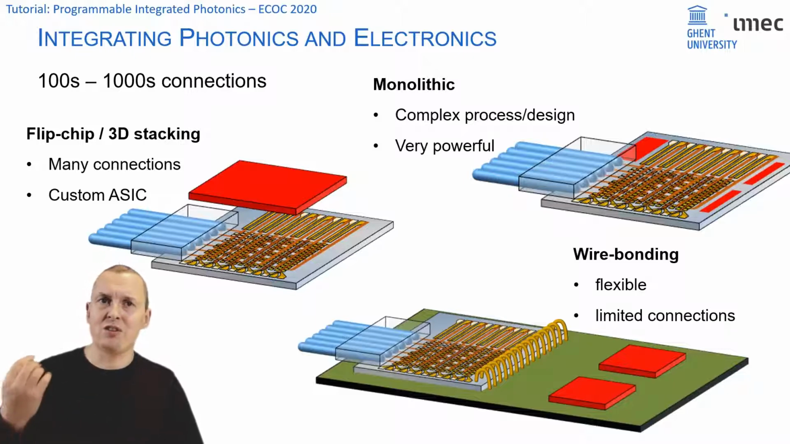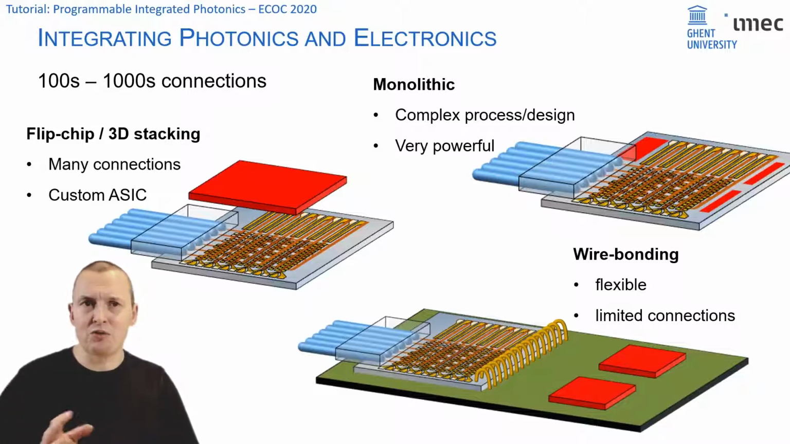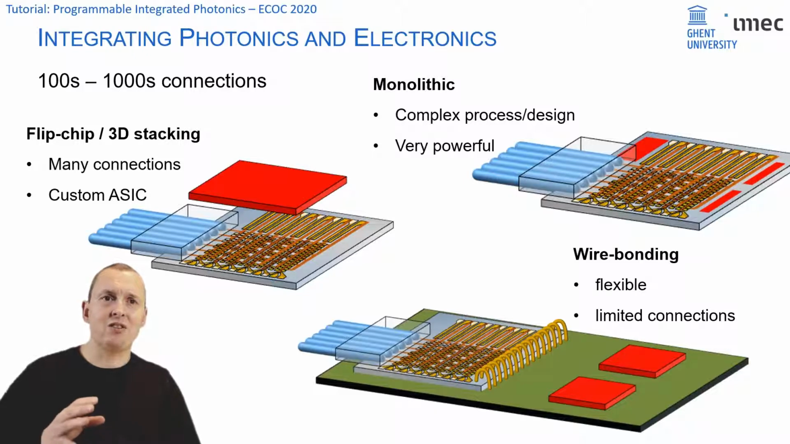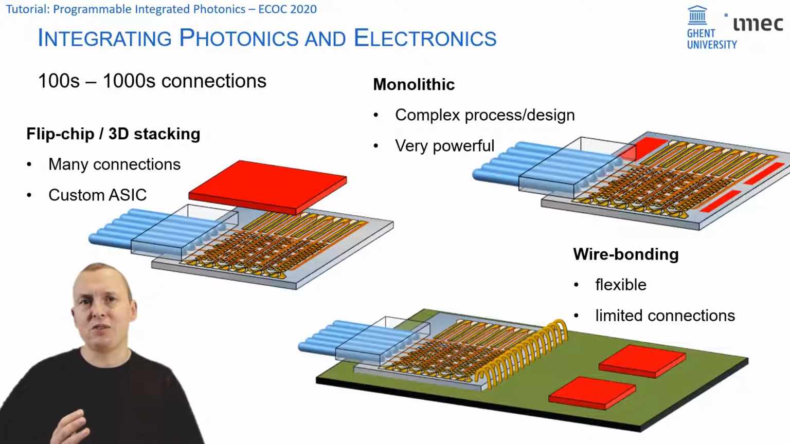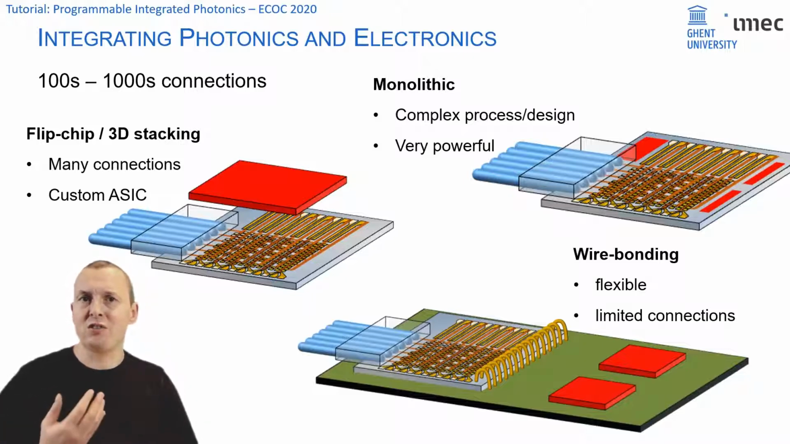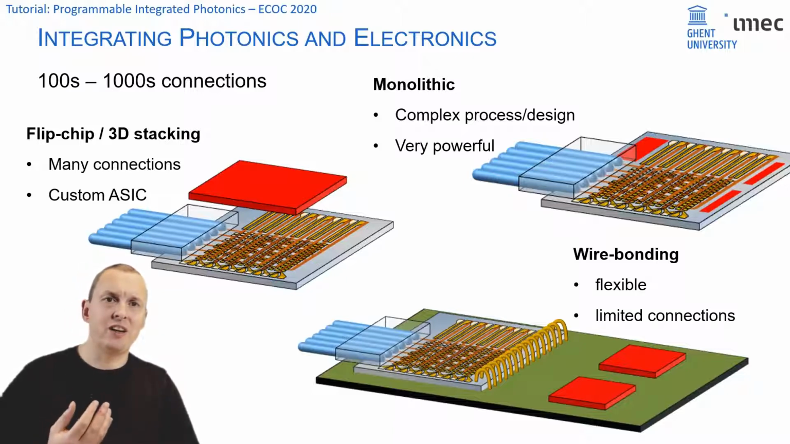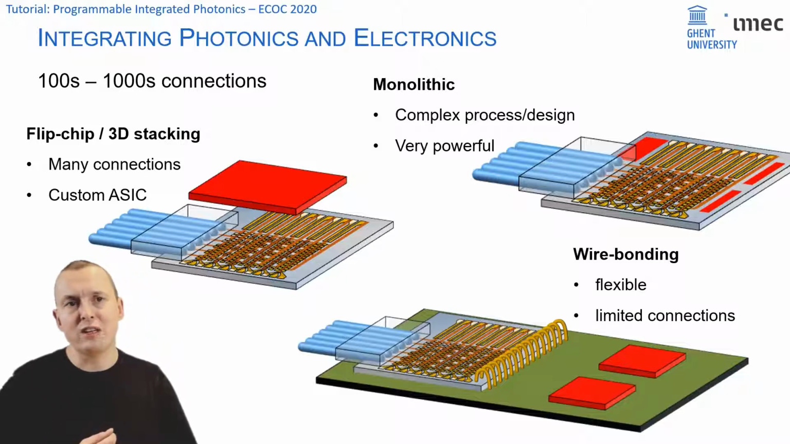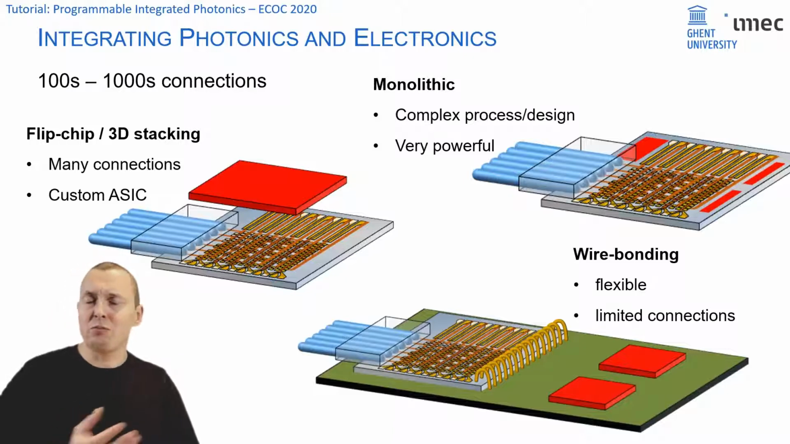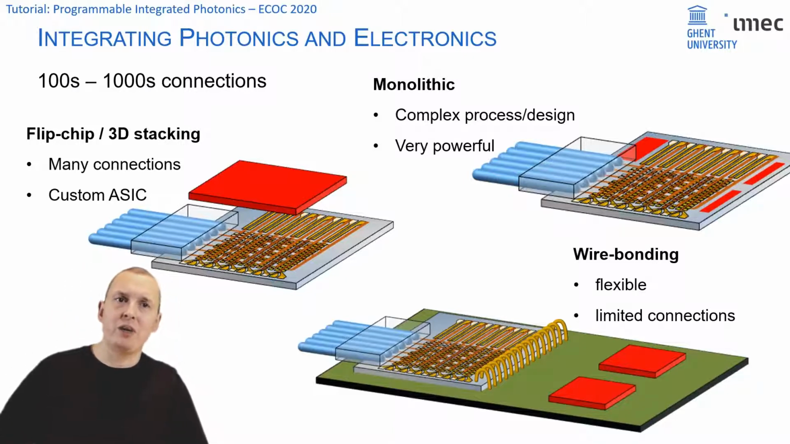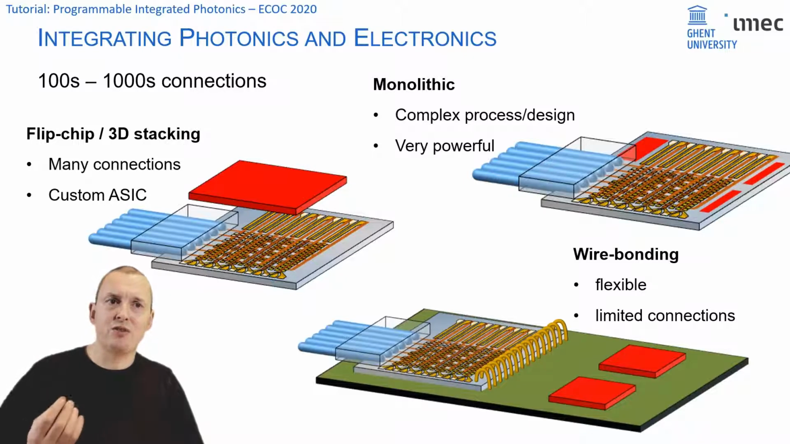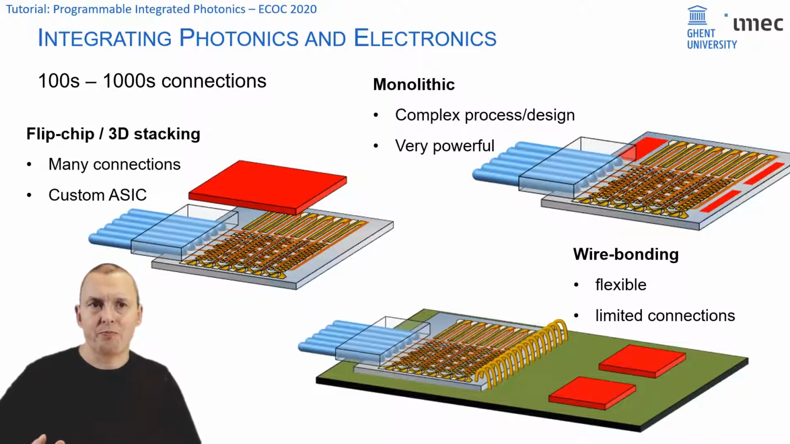Monolithic integration, where they're on the same chip, is in the long term the most attractive, but it still has quite a lot of complexity in terms of processing and in terms of trade-offs. So at this point, the most flexible or powerful technique seems to be flip chipping or 3D stacking. But that's again quite costly, and it requires quite a lot of co-design of your photonics and your electronics. So that's why for most experiments people today still rely on wire bonding, and that limits the number of connections that you can actually use.